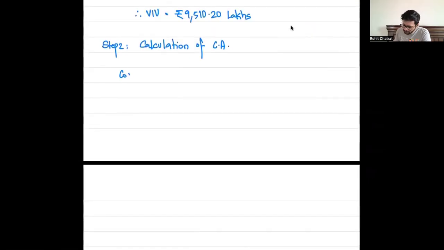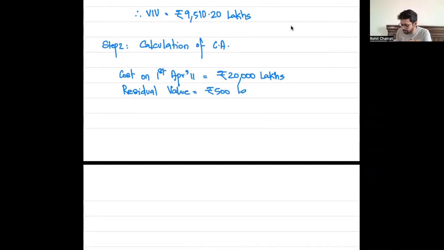The cost of asset on 1st April 2011 was rupees 20,000 lakhs. Okay, the cost was rupees 20,000 lakhs. Residual value was estimated as rupees 500 lakhs and the life was estimated as 8 years, right? Useful life was estimated as 8 years.